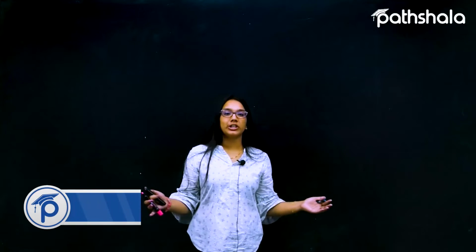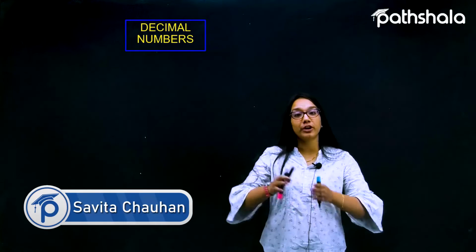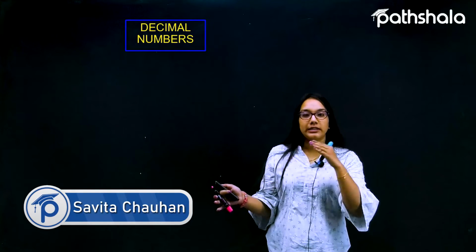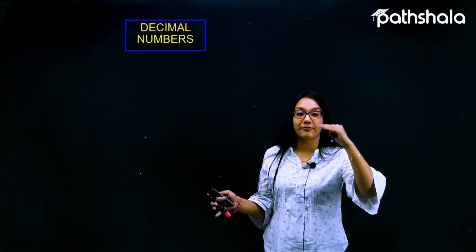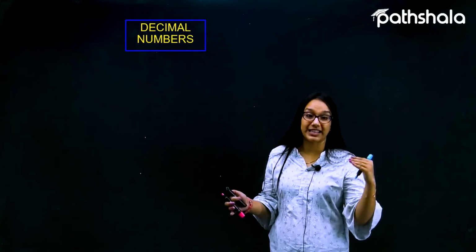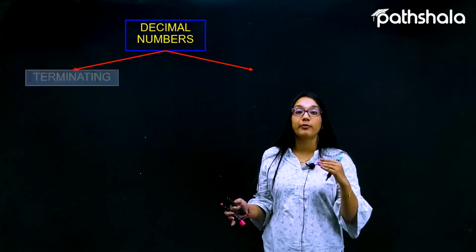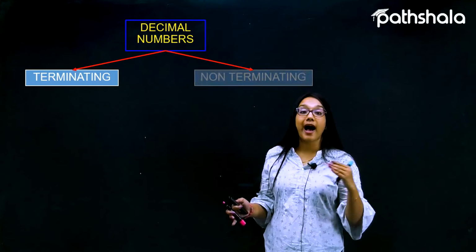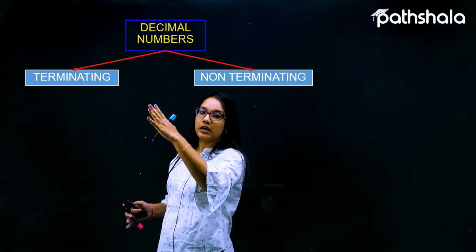Let's just move on further and talk about the decimal numbers. As we know from our earlier conversation, fractions can be converted into terminating and non-terminating decimals. In the same way, we can say that decimal numbers can be of two types, which are terminating and non-terminating. So what is the meaning of terminating decimal numbers?